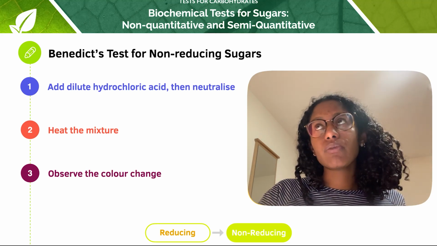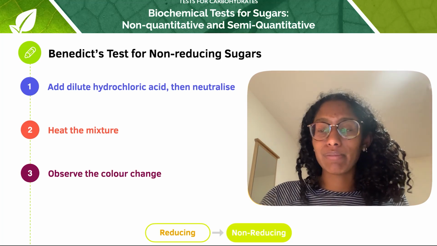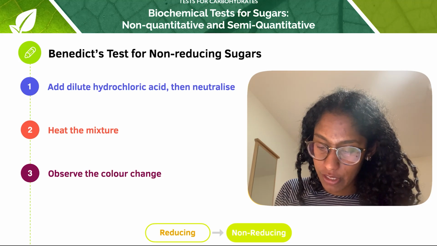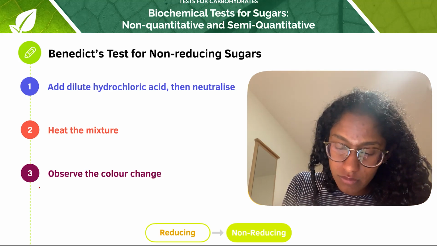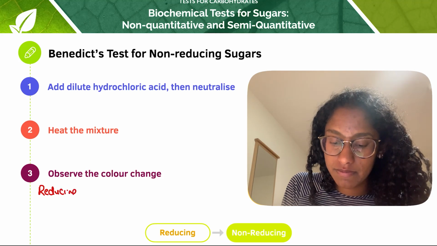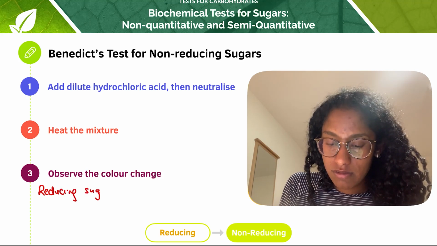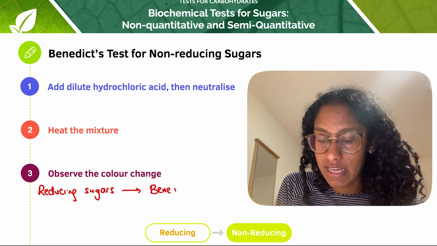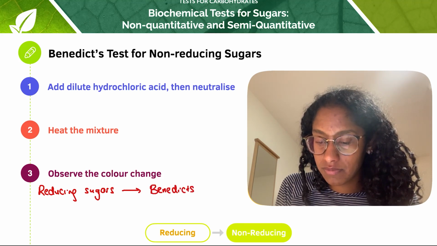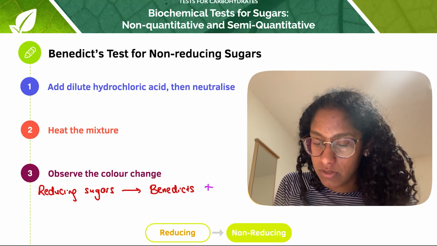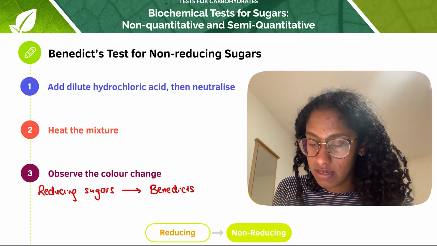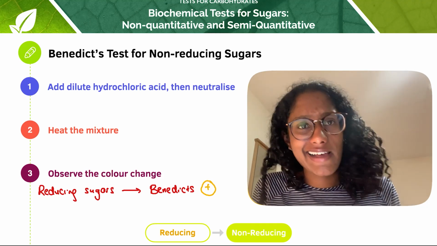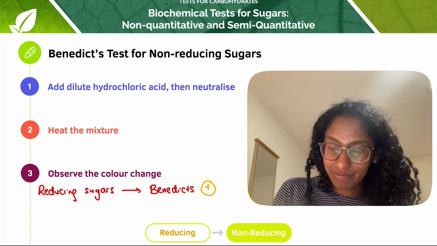So I think a good way to summarise this is to have a think about what happens with reducing sugars versus non-reducing sugars. So I'll just summarise this here for you. With reducing sugars, we're going to get a positive Benedict's test. So I'll write a positive here. Well, why don't we do that in an orangey-reddy colour, as close to orangey-reddy as we can get.